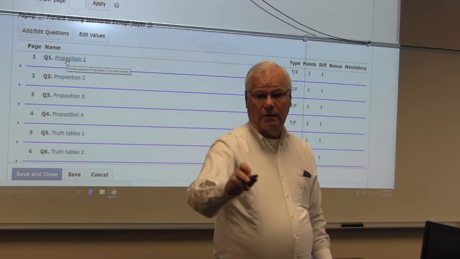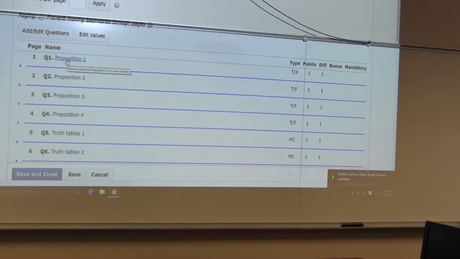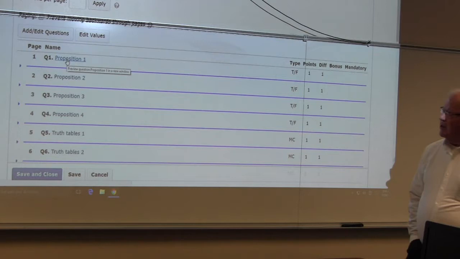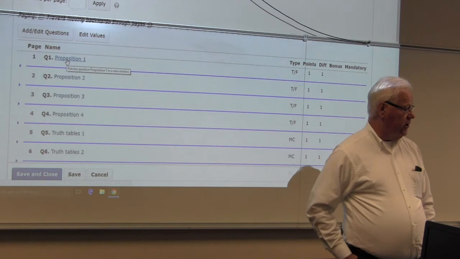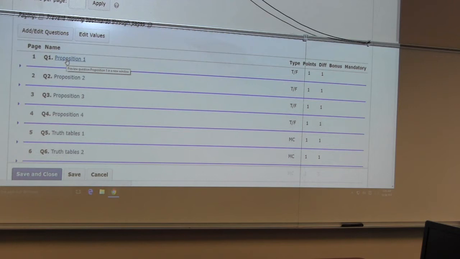Okay, let's go ahead and get started. We're going to start reviewing this week for the final. So what I thought I'd do is use the quizzes as a guide to review for what we're going to do. So this is propositional quiz one, and let's take a look at it.